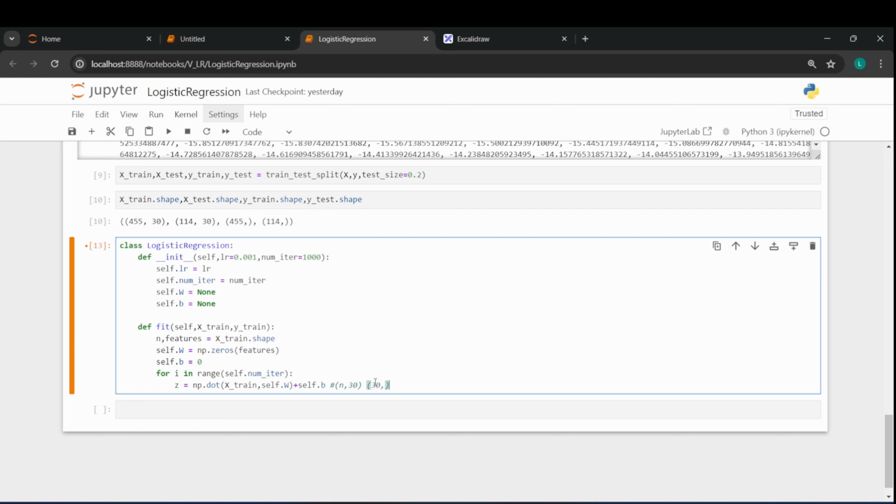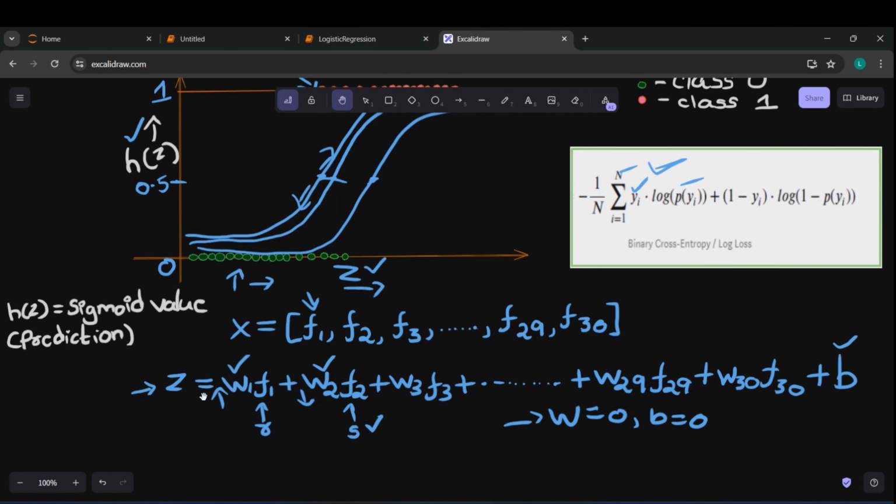And by broadcasting, if we are doing the dot product, Python will consider it as 30 comma 1. If we calculate the dot product of this and add the b term to it, the resultant value will have a shape of n comma 1. As I said, it works exactly like matrix multiplication. If we multiply a matrix of shape n by 30 with a matrix of size 30 by 1, we will end up with a matrix of size n by 1. And this is nothing but the exact formula, w1 into f1 plus w2 into f2 plus w3 into f3 and so on, w30 into f30 plus b.